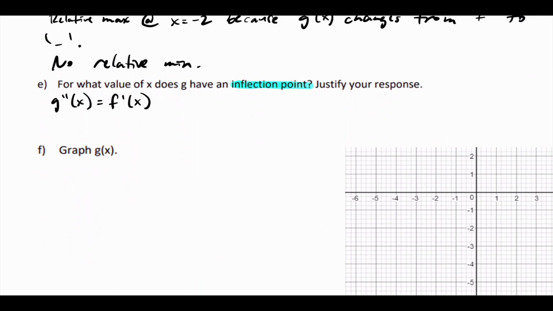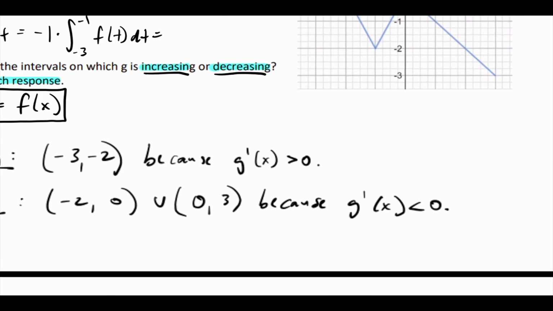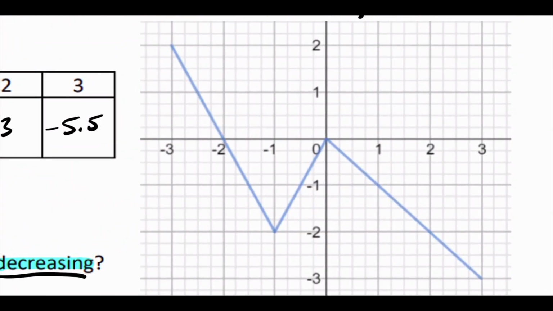So in other words, when f prime changes signs, how do I know when f prime changes signs? There you go, right? When the slope changes. When the slope of this guy changes. Right now it's negative, and then it changes to positive. So there is one right here. And then it goes positive, and then it changes one more time. There's another one right here. 2 spots. At 2 spots, f prime or g double prime changes signs. Okay, so those are both points of inflection.